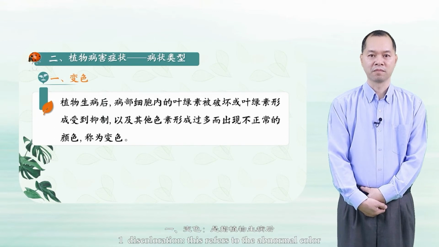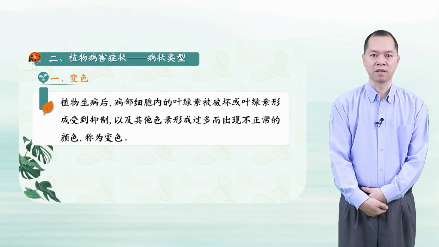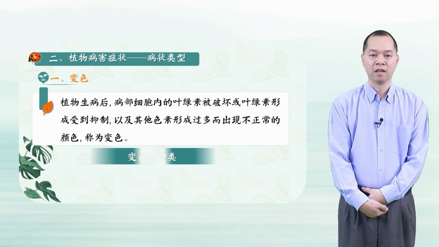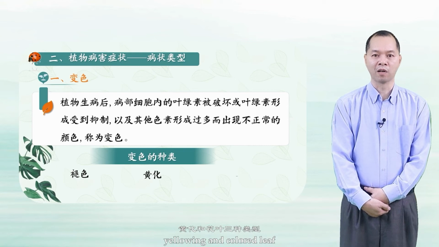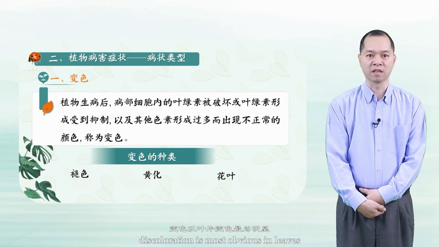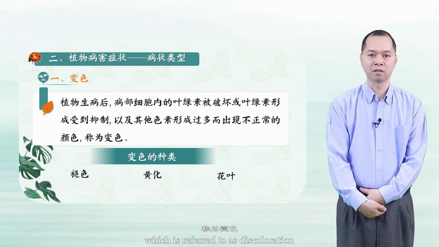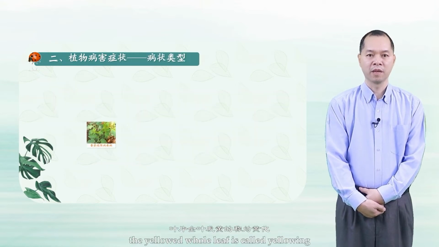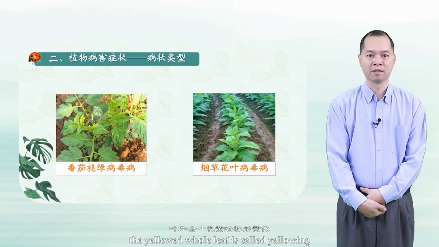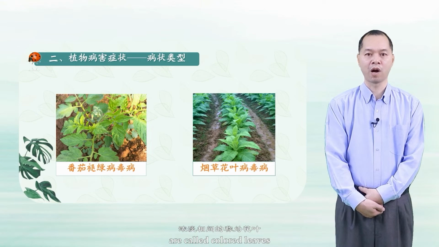1. Discoloration. This refers to the abnormal color resulted from the destruction of chlorophyll or the inhibition of chlorophyll formation in the cells of diseased parts and the excessive formation of other pigments. There are 3 types of discoloration: fading, yellowing, and colored leaf. Discoloration is most obvious in leaves, among which the whole leaf becomes pale green or yellowish green, which is referred to as fading. The yellowed whole leaf is called yellowing. Leaves becoming dark green or light green are called colored leaves.